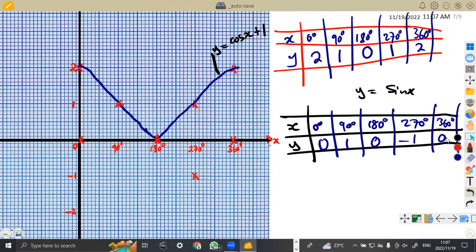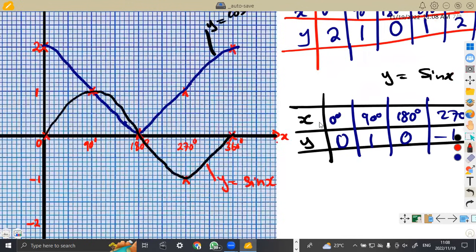So this is the graph that we're going to have at the end. It's going to be like this. It goes back to 0 at 180, then it goes to negative 1, then it goes to 360 like that. Okay, so this is the graph of sine. So you can write the equation y is equal to sine x. Okay, so that was the consideration of question 2.